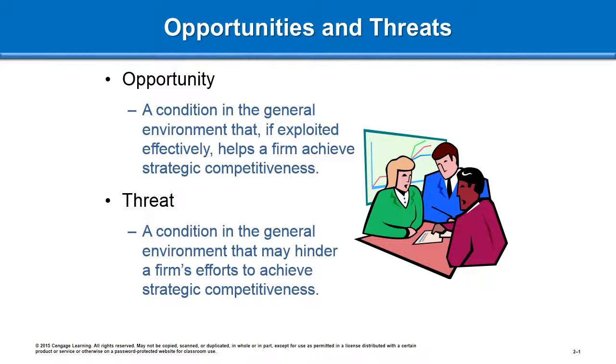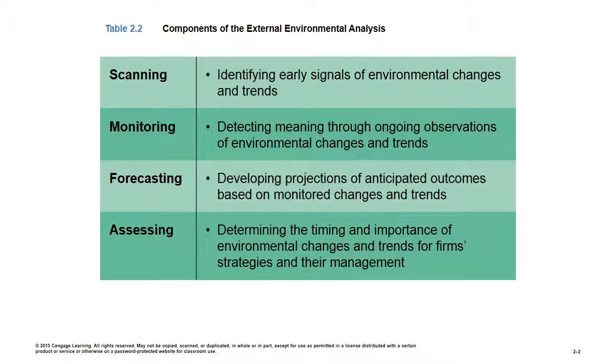Table 2.2 identifies the 4 parts of the external environmental analysis, which are scanning, monitoring, forecasting, and assessing, which I mentioned previously. Scanning entails the study of all segments in the general environment.